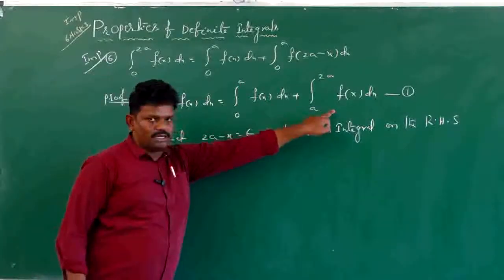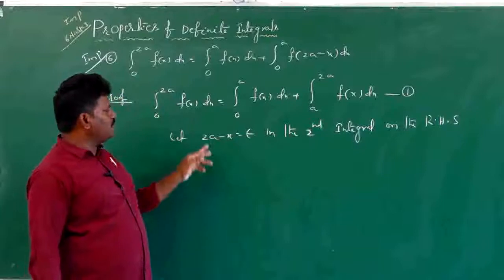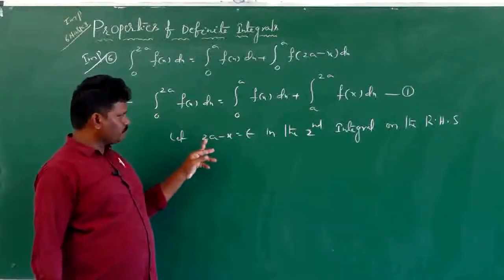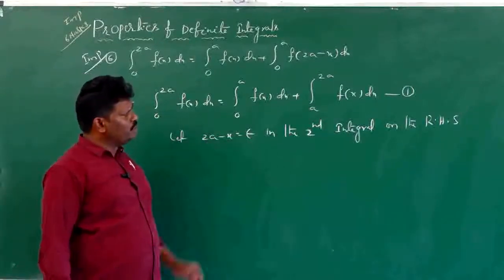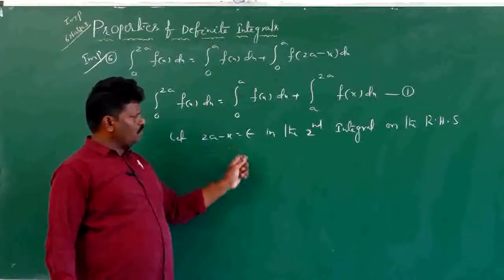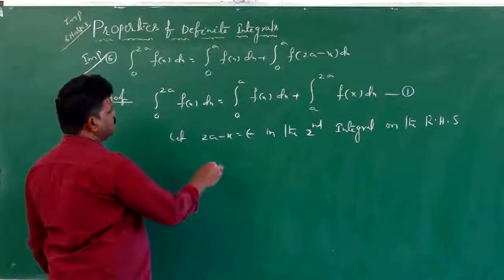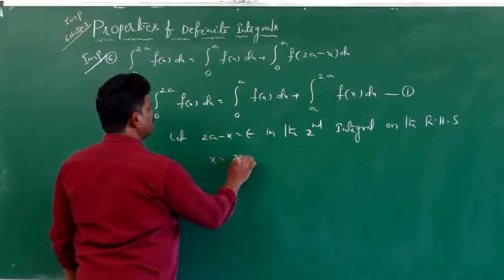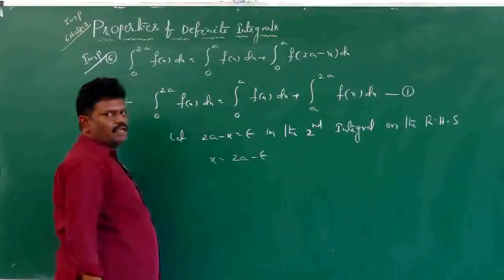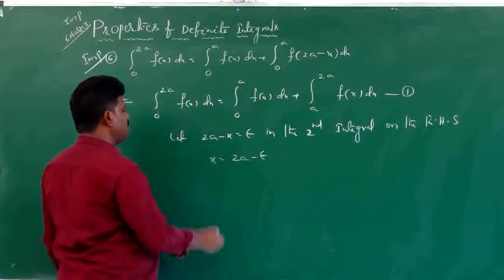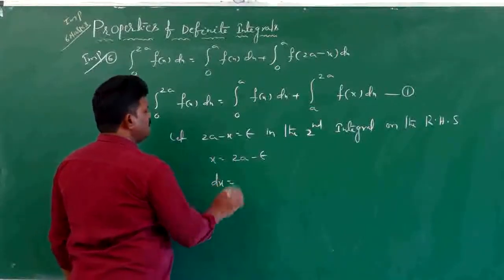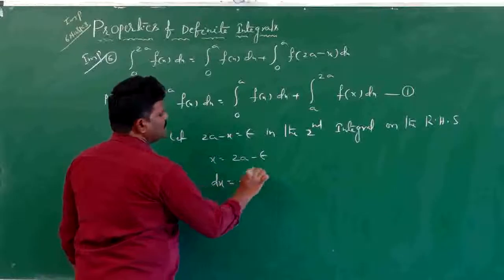In the second part, if we consider what we have done here, 2a minus x is equal to t in the second integral on the RHS. So from that, x is equal to 2a minus t. Now what is the derivative of this? dx is equal to minus dt.